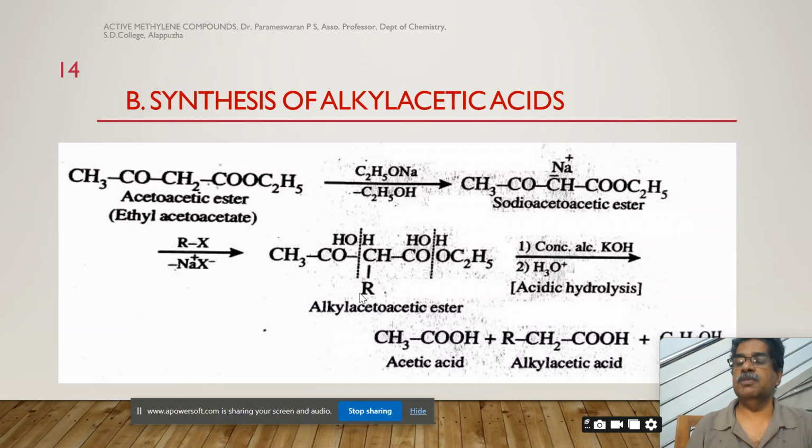Okay, you can synthesize butanoic acid, you can synthesize propanoic acid, you can synthesize pentanoic acid, any acid you can synthesize by replacing this R. Okay, that is the alkyl acetoacetic acid.